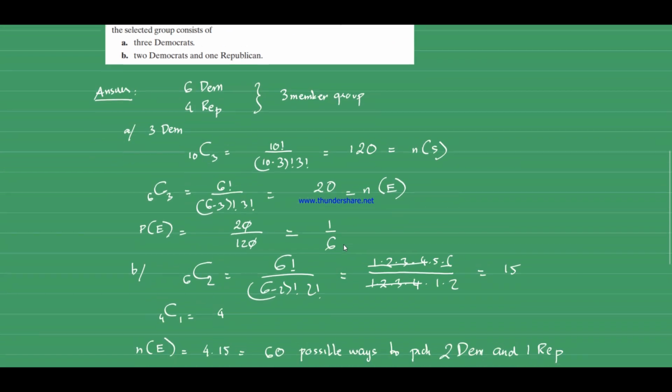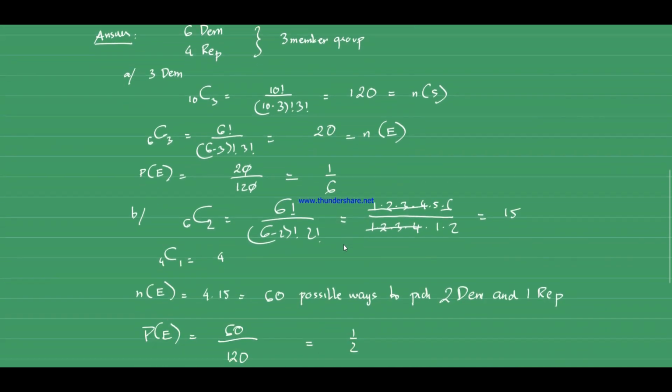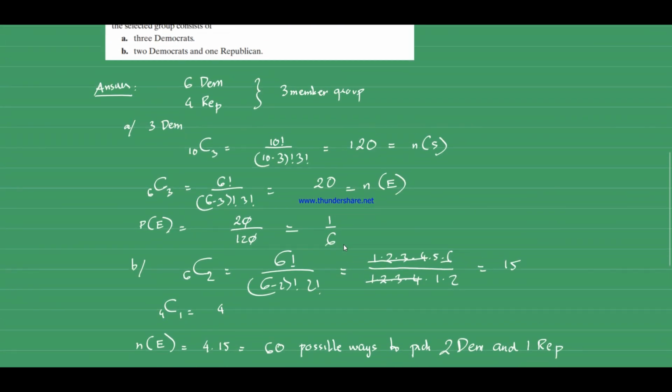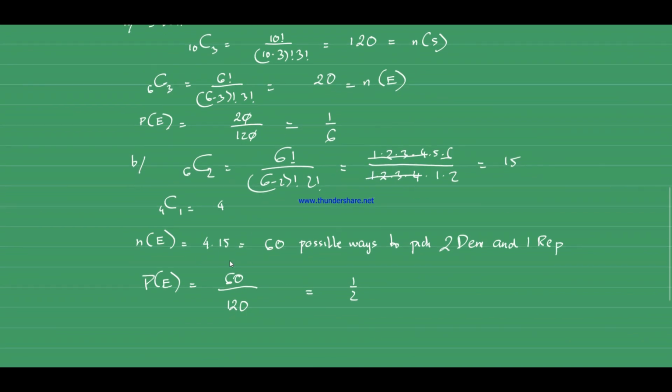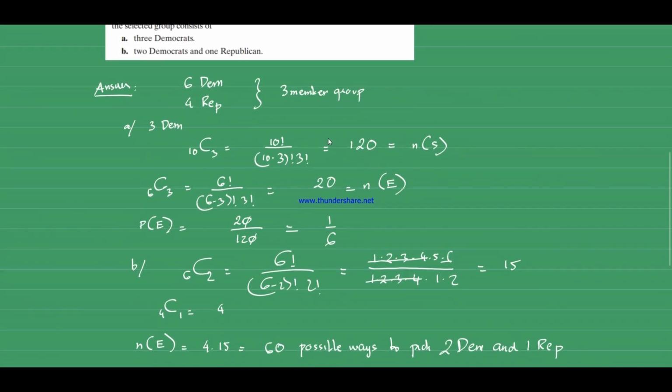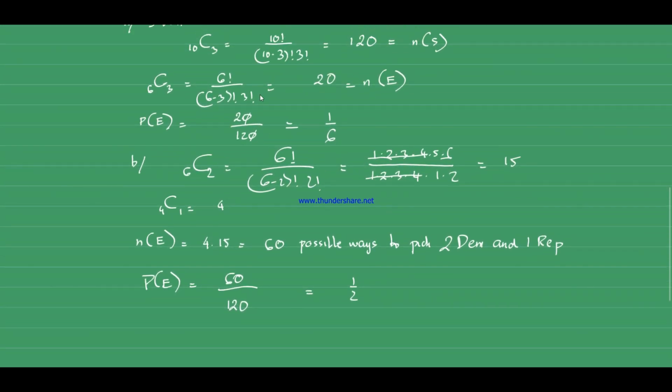All right. We already calculated the sample space up here, right? This is the sample space. You see that we always have 120 at the end in the denominator.